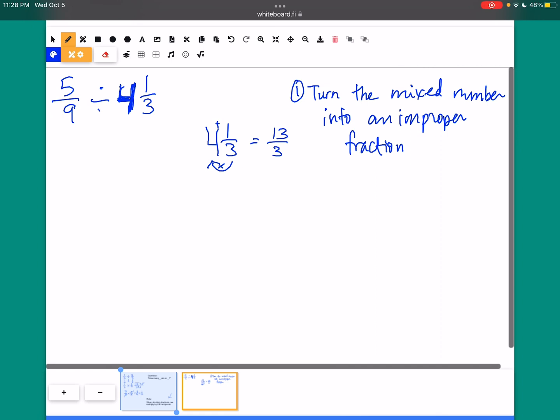All right, and then we rewrite the problem. So it's 5/9 divided by 13 thirds. Notice that 13 thirds is exactly 4 1/3. I have kept everything exactly the same. I haven't changed anything yet. Okay, so, or yet. Here we go. Rewrite the problem.